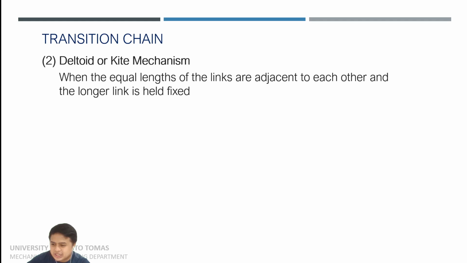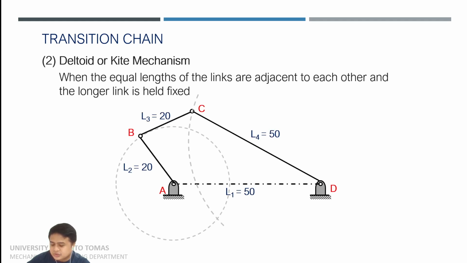So the best way to describe this is that it looks like a deltoid or a kite. The equal links are adjacent to one another. So the shortest links are adjacent to one another, which are equal usually, no? The longest links are also equal, no? So you can rotate this freely, this AB, and then L4 can only oscillate.